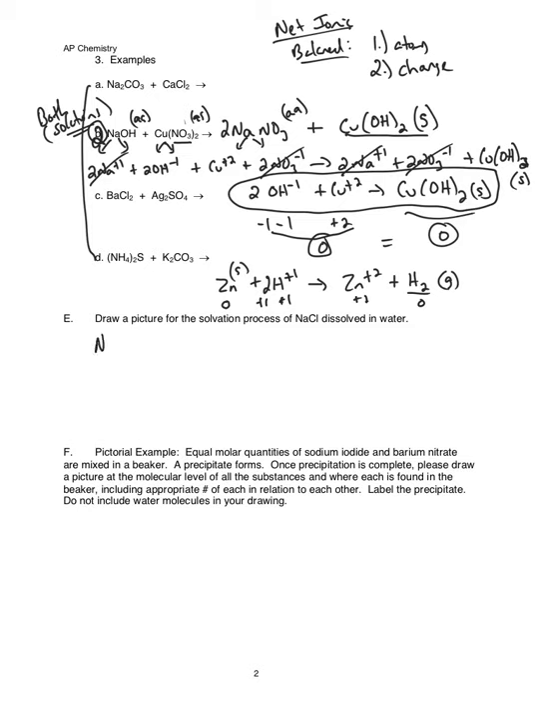When sodium chloride is placed into water, solid sodium chloride is readily soluble in water. You know that sodium chloride is table salt. When you put it in water, it dissolves, and the sodium ions and the chloride ions dissociate into solution.